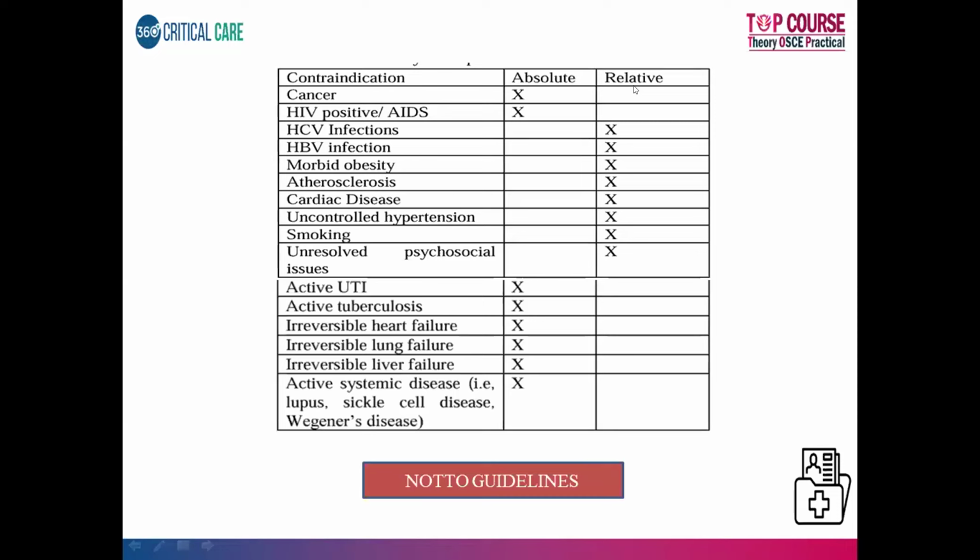Coming to the relative contraindications, HBV and HCV infections are considered relative contraindications, but HIV is an absolute contraindication. And morbid obesity, atherosclerosis, underlying cardiac disease, uncontrolled hypertension, smoking, and unresolved psychosocial issues are the relative contraindications.